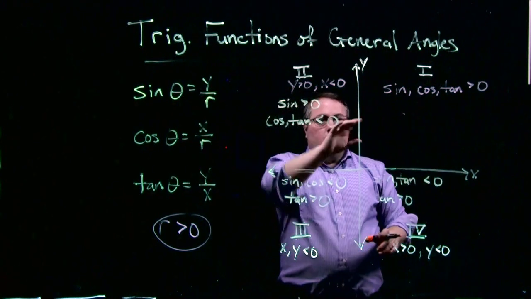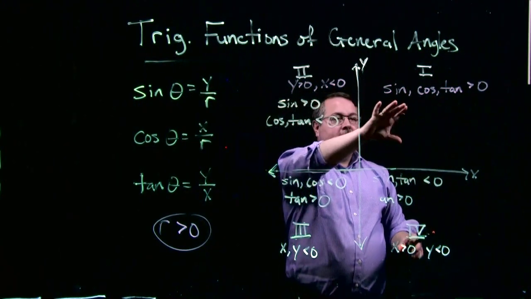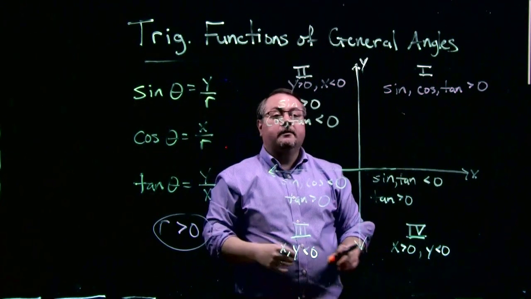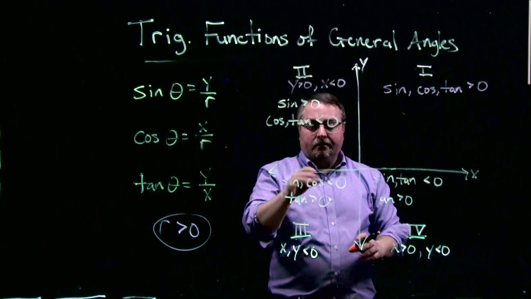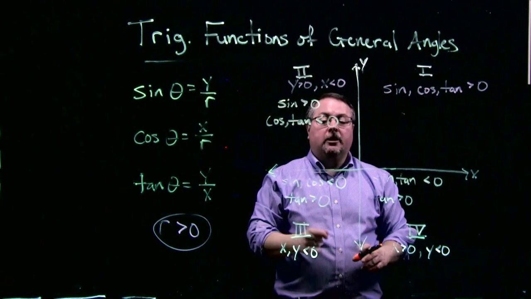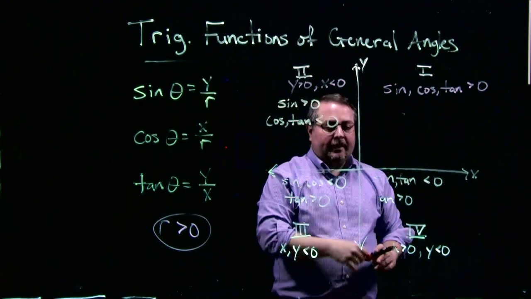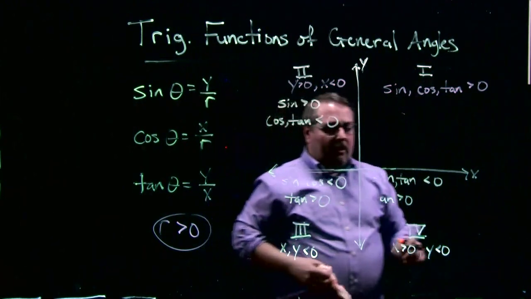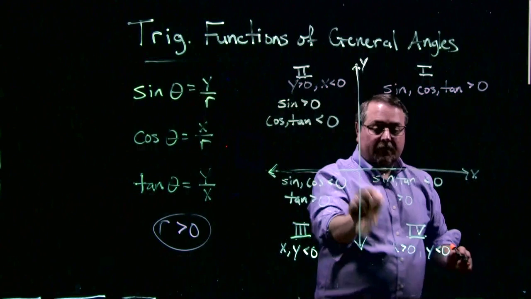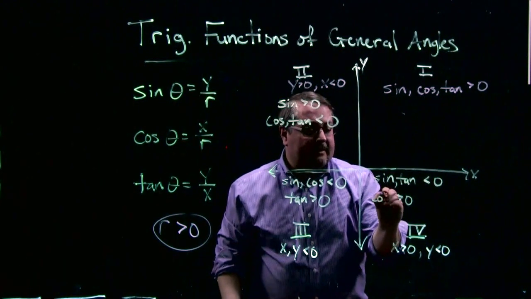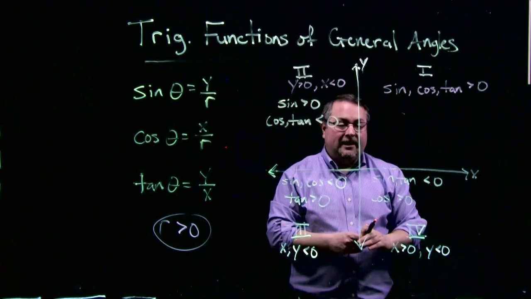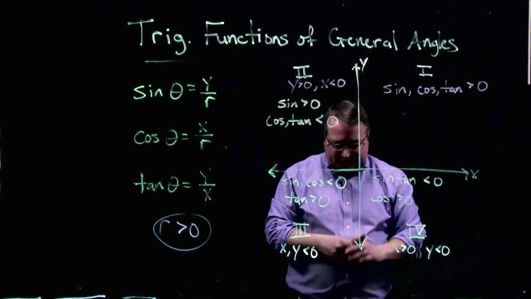Okay, so we have that in quadrant 1, sine, cosine, and tangent are positive. In quadrant 2, sine is positive, cosine and tangent are negative. In quadrant 3, sine and cosine are negative, tangent is positive. And finally, in quadrant 4, sine and cosine are, apologies for this, I think I said cosine, but wrote tangent. Sine and tangent are negative, and cosine is positive.